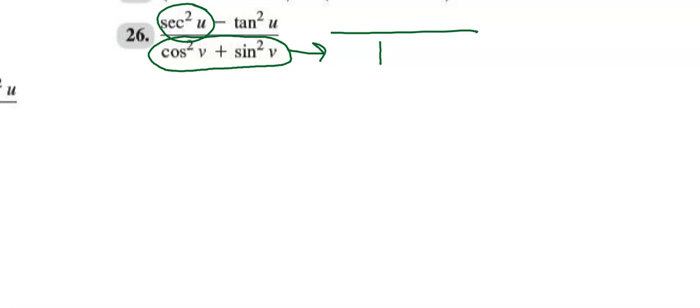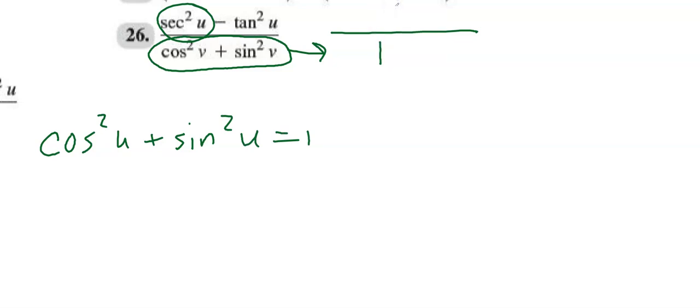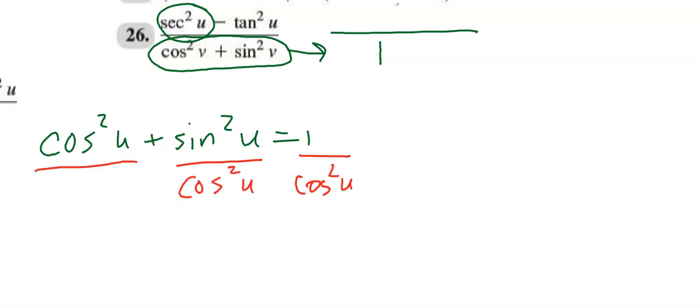Let's see here. I'm going to go back to my Pythagorean identity, which you have to know. Cosine squared u plus sine squared u. I'll just use u's just so it's consistent. If I want secant squared, what am I going to divide by to make that turn into a secant squared? Cosine squared. Yep. Okay, so that means I divide that by cosine squared, and I divide that by cosine squared. So secant squared is equal to what?